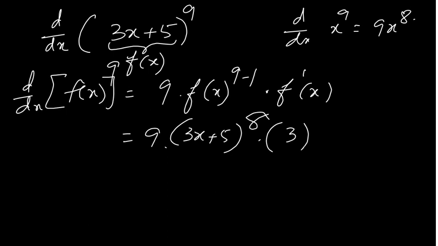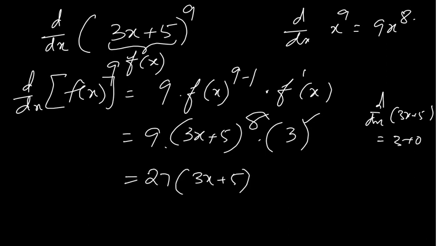Three into... you don't know 3x plus 5 differentiation, so you will do them separately. Okay, you do d by dx of 3x plus 5 separately outside. For this it is 3 plus 0. Like that you should do. So now we have got 27 into (3x plus 5) to the power of 8. This is the answer.